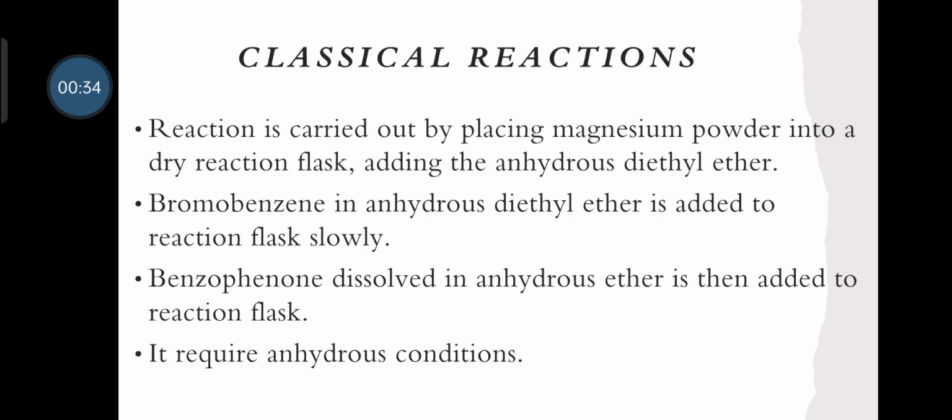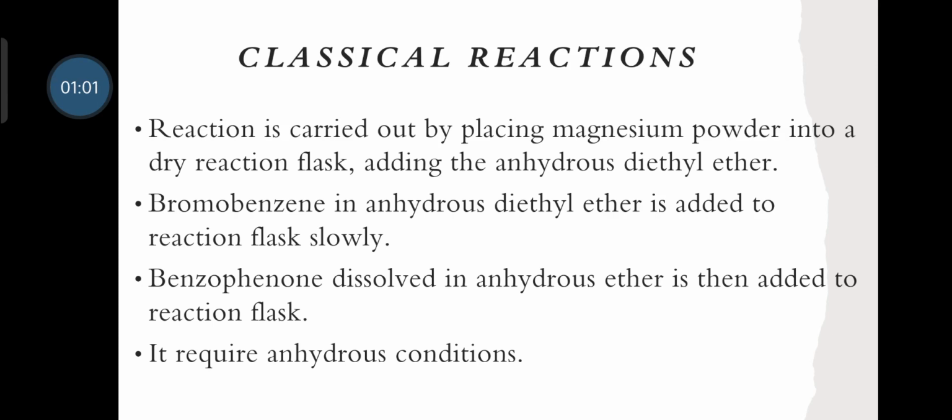Coming on to the classical reactions, the Grignard reaction is carried out by placing magnesium powder into a dry reaction flask, adding the anhydrous diethyl ether. Bromobenzene in anhydrous diethyl ether is added to reaction flask slowly since it is an exothermic reaction, and benzophenone dissolved in anhydrous ether is then added to the flask.